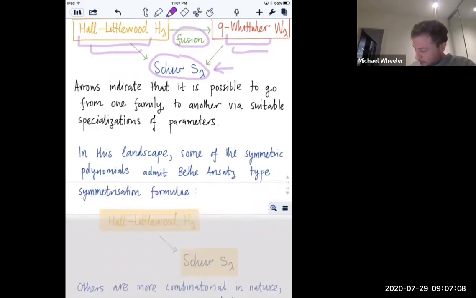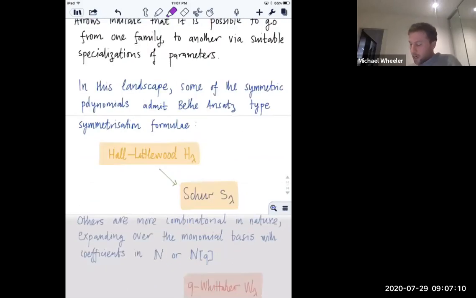All right. So now let's say a little bit more about what we're actually going to be doing. In this particular landscape, some of those families of symmetric functions admit certain types of explicit formulas, which I've referred to here as beta ansatz type formulas. This is a similar sort of symmetrization formula as we saw in the previous lecture when we were looking at the 6 vertex wave functions.